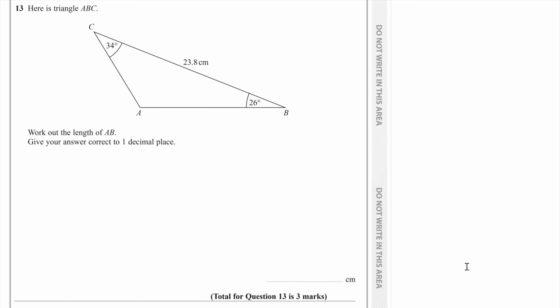Question 13. Work out the length of AB. Give your answer correct to 1 decimal place. We have a triangle with some sides and angles involved, but it's not a right angle triangle. In these type of scenarios, we have to decide whether we can use the sine rule or the cosine rule. In our case, if we work out the third angle, we have a matching pair, angle with the opposite side and another angle with the opposite side. So we can use the sine rule.